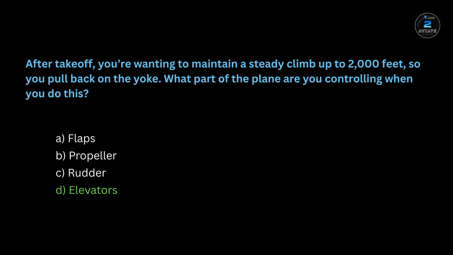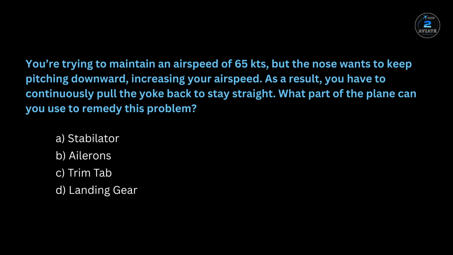It's the elevators, right? You push and pull on the yoke in order to control the airplane's pitch, which is dictated by the elevators. Alright, last one here. Number 3, you're trying to maintain an airspeed of 65 knots, but the nose wants to keep pitching downward, increasing your airspeed. As a result, you have to continuously pull the yoke back to stay straight. What part of the plane can you use to remedy this problem? A. Stabilator, B. Ailerons, C. Trim tab, or D. Landing gear?